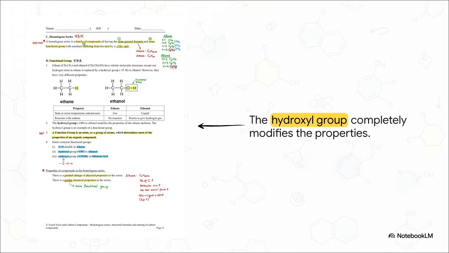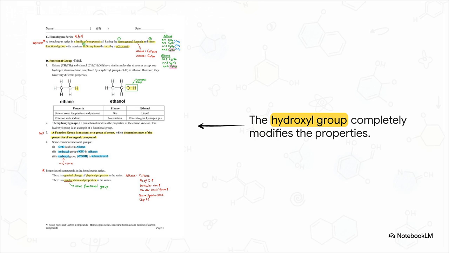So the crucial takeaway here is that this massive shift in physical properties is caused by just one tiny alteration. Ethanol is basically just ethane, but one single hydrogen atom has been swapped out for an oxygen-hydrogen pairing. That's a hydroxyl functional group, which you can see circled in green.